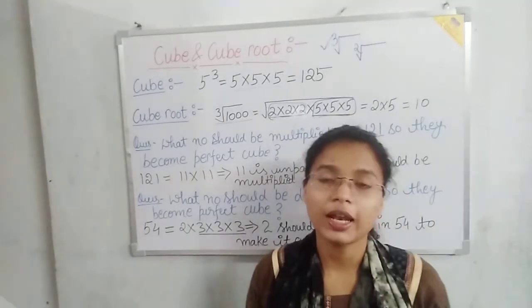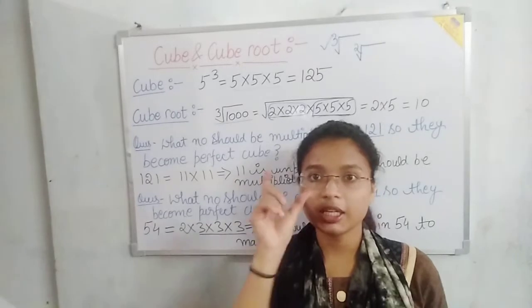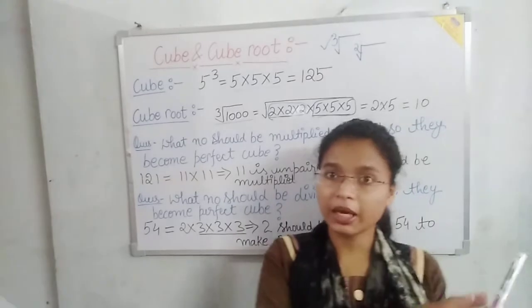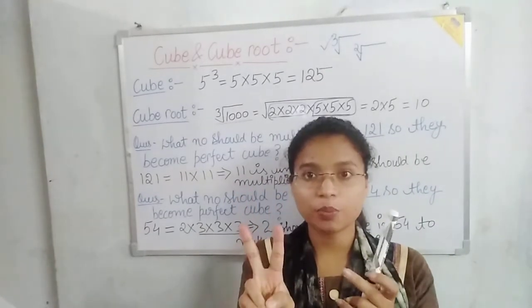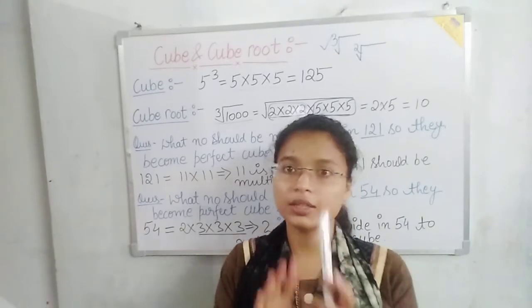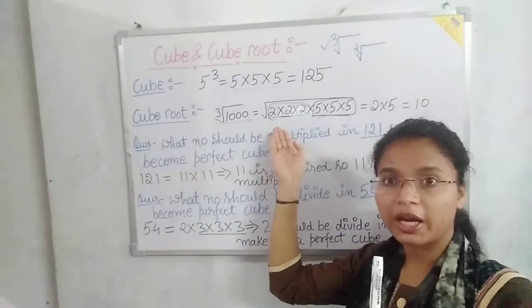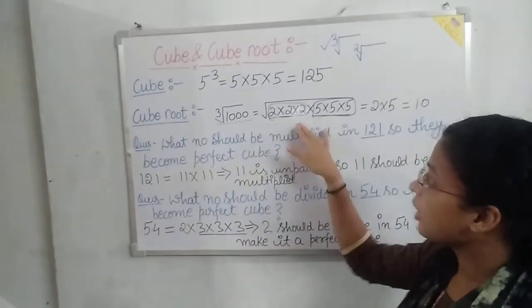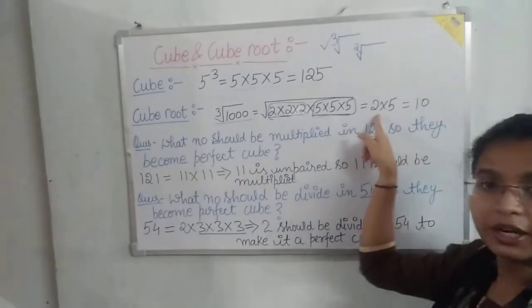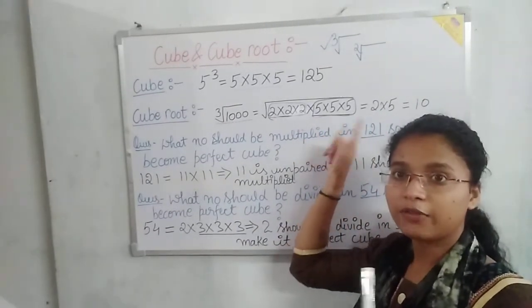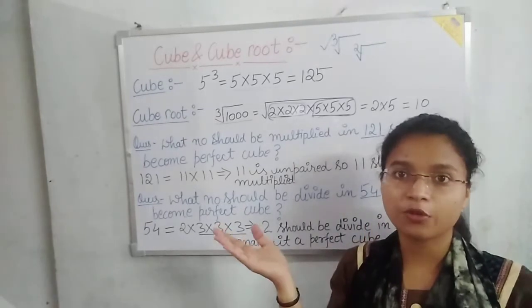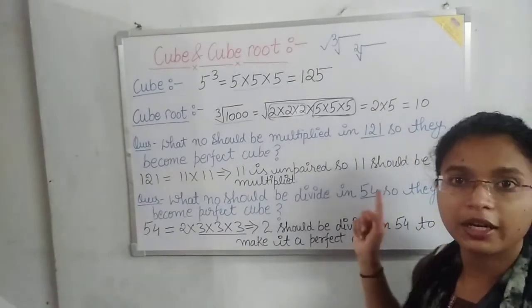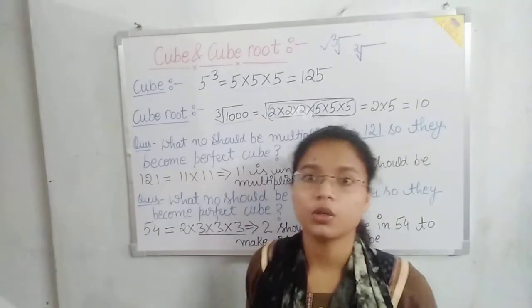In the same way as we were doing in the square root, from each pair you have to write only 1 digit. In the square root also we were making the pair of 2, and from each pair we were writing 1 digit only. Here also, from each pair write 1 digit only outside the root. From this pair write only one 2, and from 5 into 5 into 5 write only one 5 outside the cube root. When you multiply, you will get 10, which means 10 is the cube root of 1000.